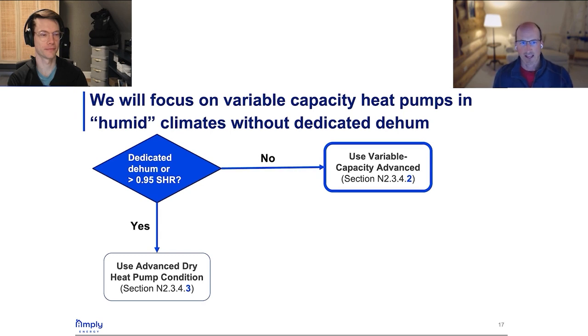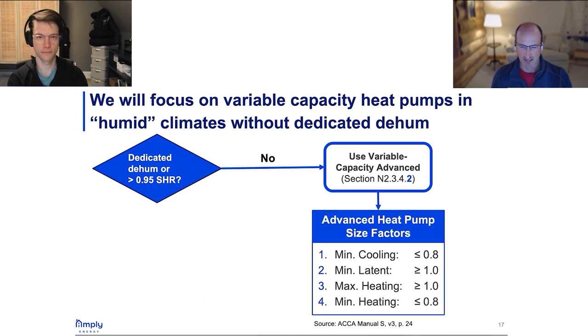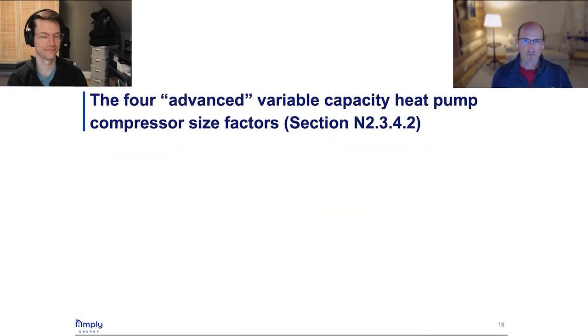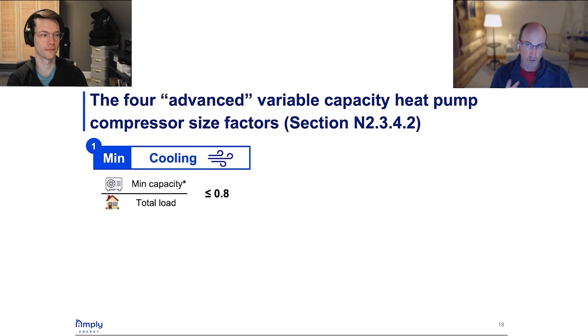And so in that case, we go to the new variable capacity advanced section of Manual S. And if you do that, all of it boils down to 4 heat pump size factors. And this is on page 24 of the new version of Manual S. Again, we'll drop that in the show notes. So these 4 factors, it's pretty straightforward. We've got 2 on the cooling side and 2 on the heating.